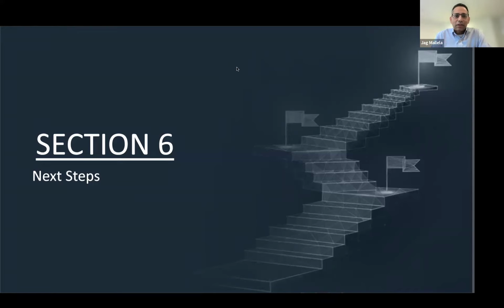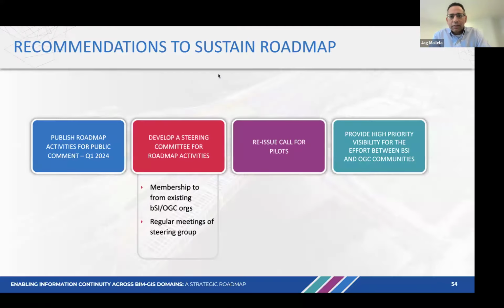So there are next steps to build on this momentum. Mark, if you can click on the next slide, I just have one slide to finish this off. We do have a plan. Number one, publish this roadmap in a very basic form. It's already available in the chat. Thank you, Ra, for posting that. This is available for public comment.